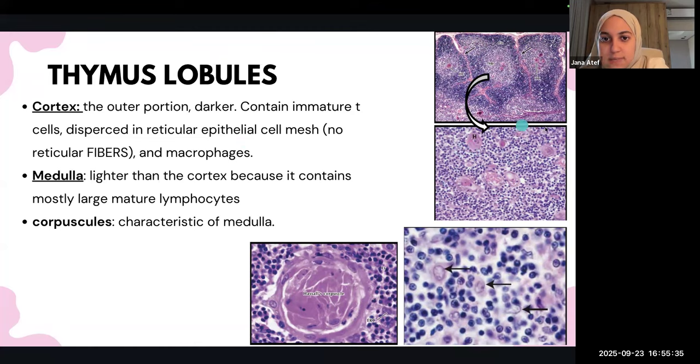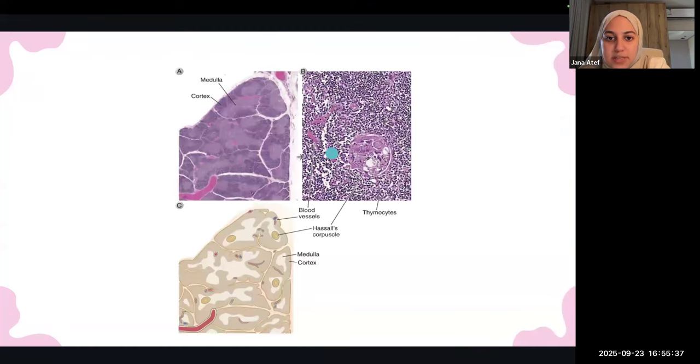Okay, this is another picture. The medulla, the cortex, and this is a corpuscle. So this is probably a what? This is probably a piece of the medulla.